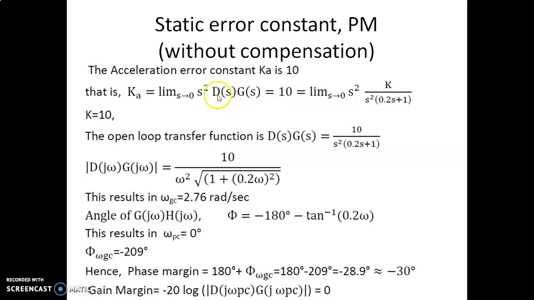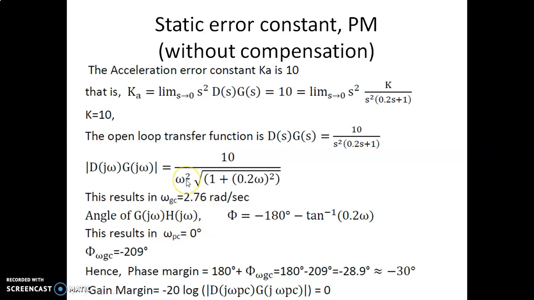So substituting the transfer functions of D(s) and G(s). Of course, we are considering D(s) as 1 for the time being, and G(s) is given by K by s square into (0.2 s plus 1). By solving this, we get the value of K as equal to 10. Keeping this value of K in the transfer function of the uncompensated network, we have the transfer function magnitude given by this particular equation. The corresponding omega GC is 2.76 radian per second.